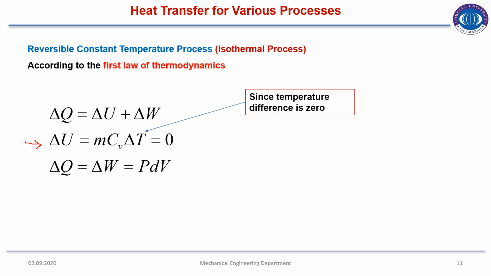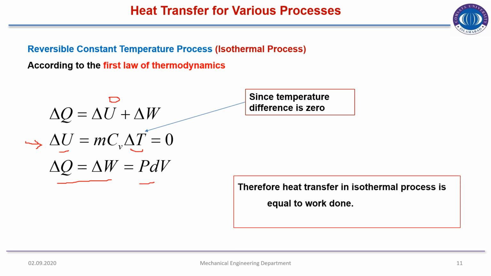Here you have to remember that as this is an isothermal process, the temperature during the process will remain constant and the value of del T will be equal to 0. So as del T is equal to 0, the value of internal energy change is also equal to 0. We put the value of 0 here, so del Q is equal to del W, and the formula for work done is PdV. Therefore, heat transfer in isothermal process is equal to work done.